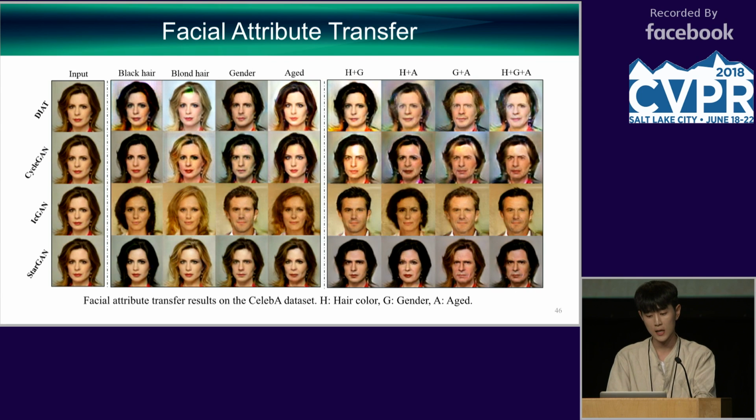For DIAT and CycleGAN, we perform multi-step translation to synthesize multiple attributes. This qualitative result shows that StarGAN not only has scalability, but also provides higher visual quality of translation results compared to the baseline models.